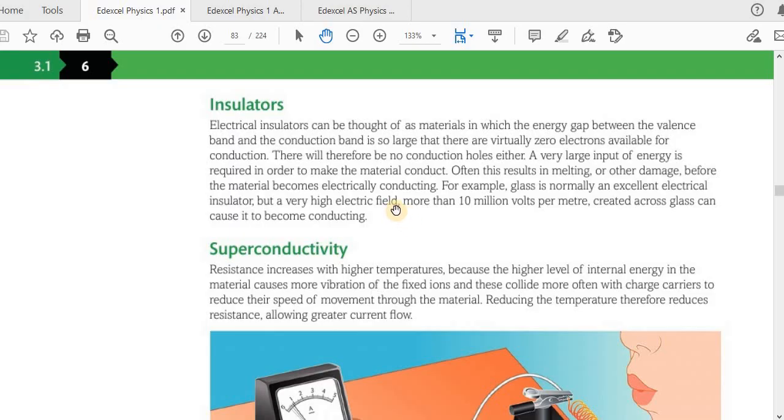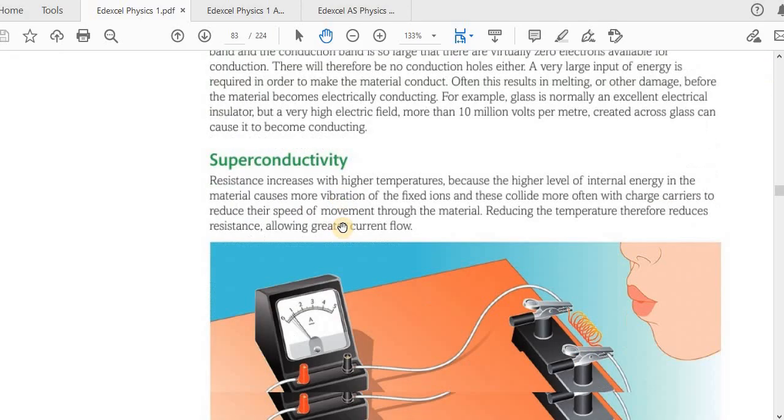Now in the case of lightning, even if a person wears rubber slippers, if there was a lightning strike, then current passes even through the rubber slippers. Rubber is an insulator. There will therefore be no conduction holes. A very large input of energy is required in order to make the material conduct. Often this results in melting or other damage before the material becomes electrically conducting. For example, glass is normally an excellent electrical insulator, but a very high electric field, more than 10 million volts per meter created across glass, can cause it to become conducting.